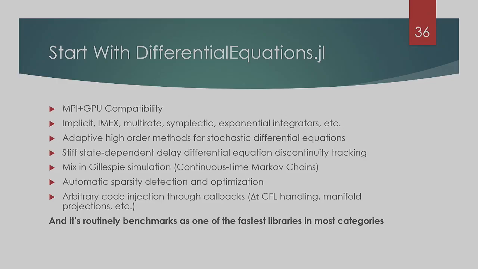What do I mean by that? Well, let's start with the differential equations idea. It's a gigantic differential equation solver library with GPU compatibility, IMEX methods, adaptive methods for high-order stochastic differential equations, all sorts of random things that you won't find other places. So we had this library to start with. We said we want to do neural networks inside of it. So instead of rewriting it, how do we do code generation on this?